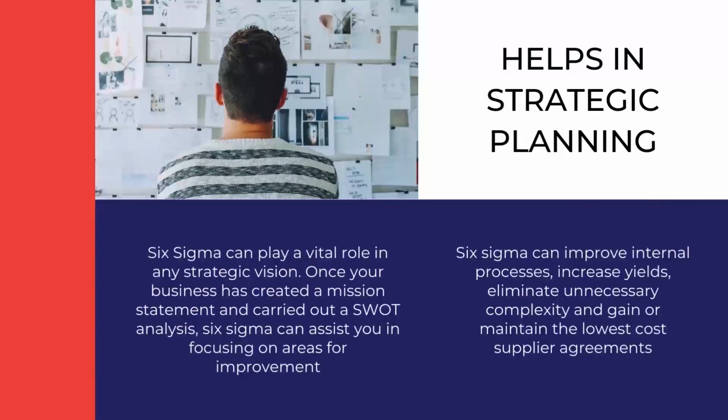Fourth is, Six Sigma helps in strategic planning. Six Sigma can play a vital role in any strategic vision. Once your business has created a mission statement and carried out a SWOT analysis, Six Sigma can assist you in focusing on areas for improvement. For instance, if your business technique is based on being a cost leader in the market, then Six Sigma can improve internal processes, increase yields, eliminate unnecessary complexity and gain or maintain the lowest cost supplier agreements. Whatever your technique turns out to be, Six Sigma can assist make your company the best at what it does.